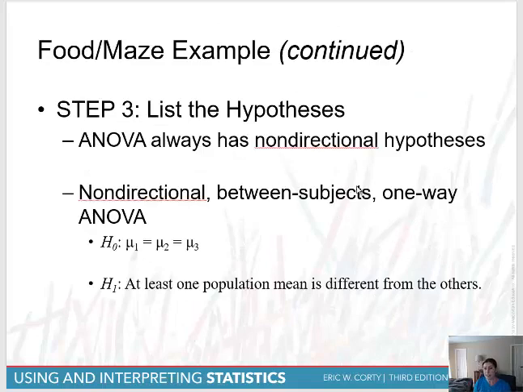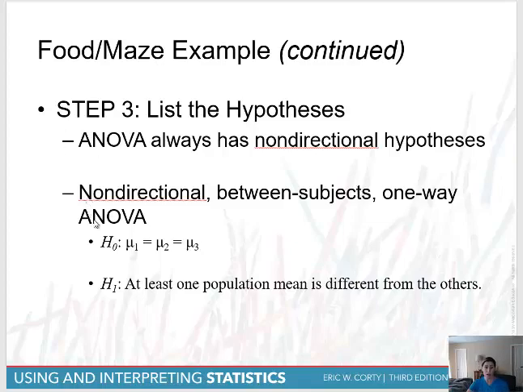So when we list our hypothesis, or step 3, it's important for you to know that with ANOVA, it's always non-directional. Remember, there's directional and non-directional hypotheses. With a t-test, we could choose which one we wanted to do, because we could choose whether one group is going to be greater than another. In ANOVA, you have more than 2 groups, so it could very well be that one group is going to be greater than another, or going to be lower than another. So because of that, we always do generic non-directional hypotheses.